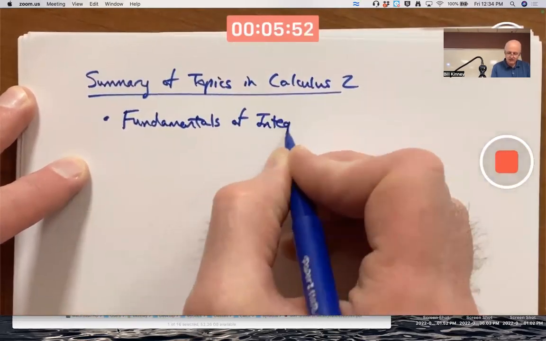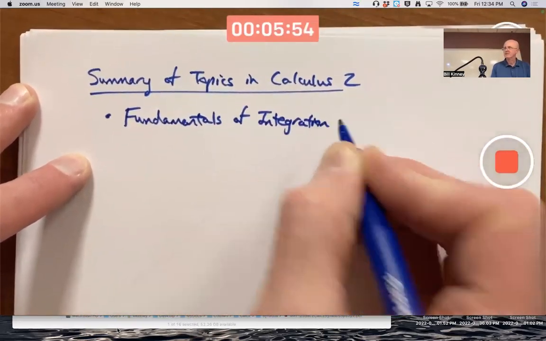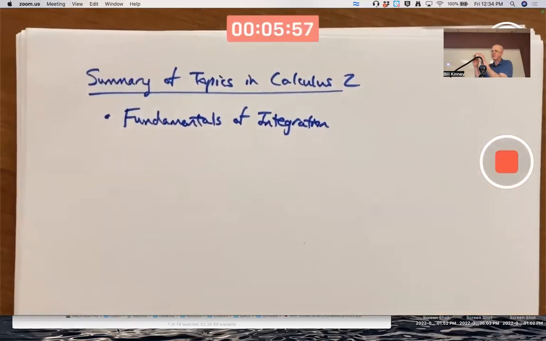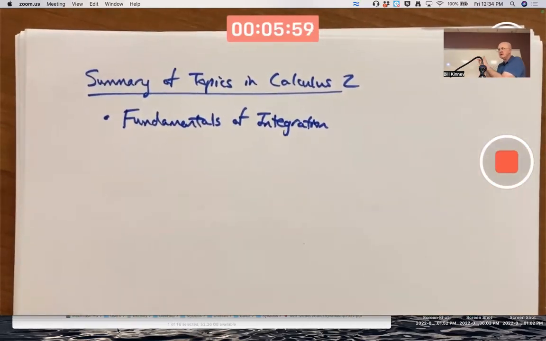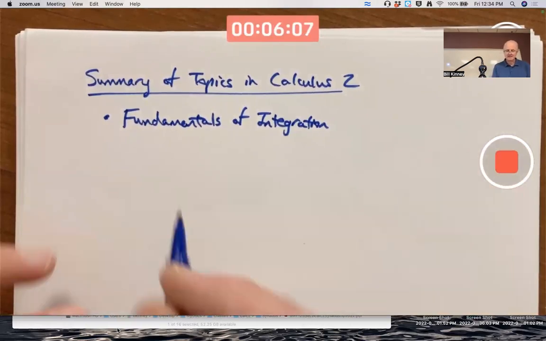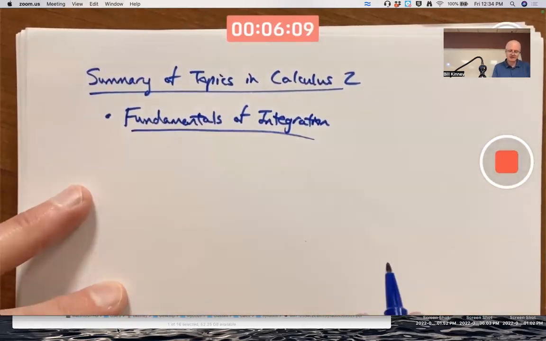And for us, that was what I also tested you on for the mini exam. And again, your final exam will include some modified problems from the mini exam, exam 1, exam 2, and some new problems about differential equations. The mini exam was about the fundamentals of integration.